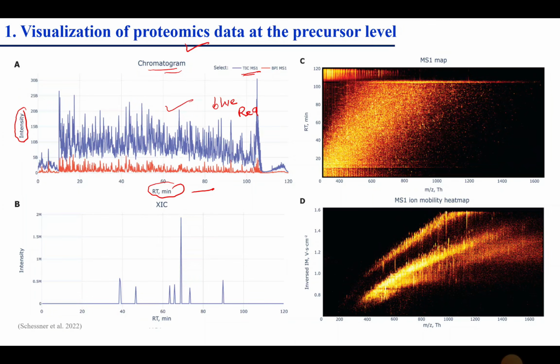Here in the blue, this is the total ion chromatogram, and in the red this is the base peak intensity. And you can see that whenever we plot the chromatogram, the first few hours and the last few hours are empty, because the mass spectrometer needs loading time, so we usually discard the initial and the last part in a proteomic study.